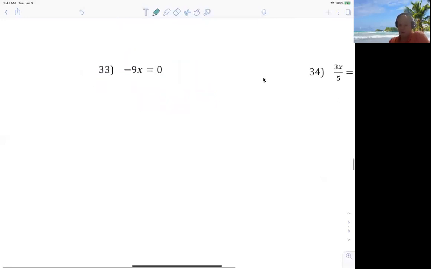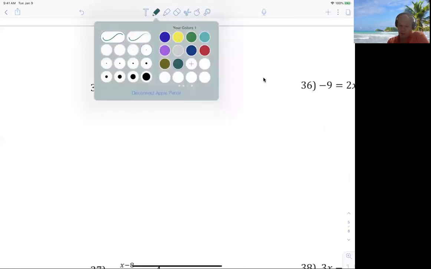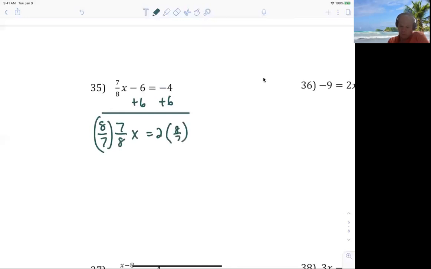All right, 33, dividing both sides by -9. And of course, 0 divided by anything is 0. Okay. 35. Let's go ahead and add 6. So now we have 7/8 x equals 2. Multiply by the reciprocal. These cancel. And now that's like 2 over 1. Since 2 divided by 7 doesn't work, we just multiply the numerators. 2 times 8 is 16. 1 times 7 is 7.